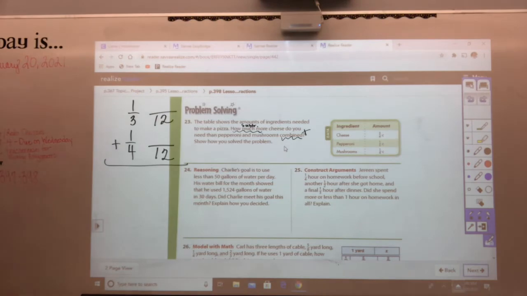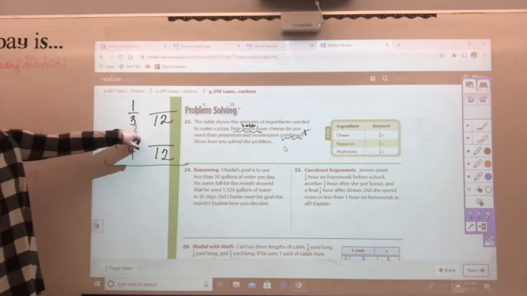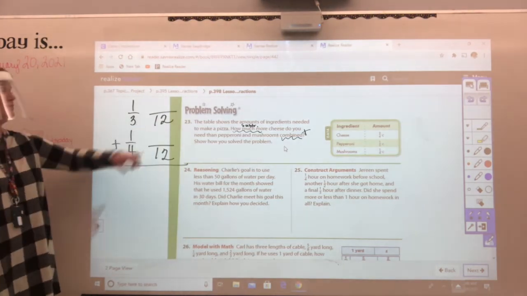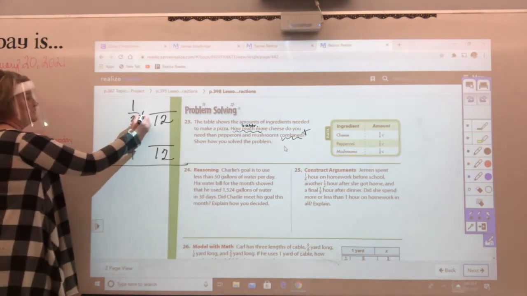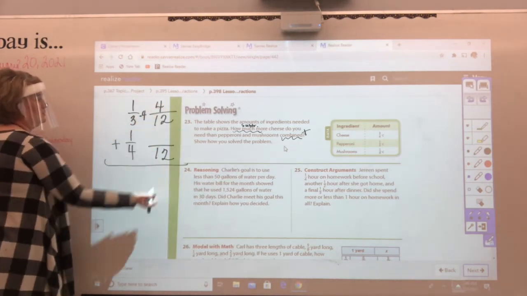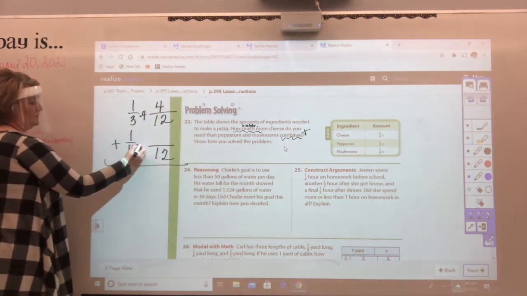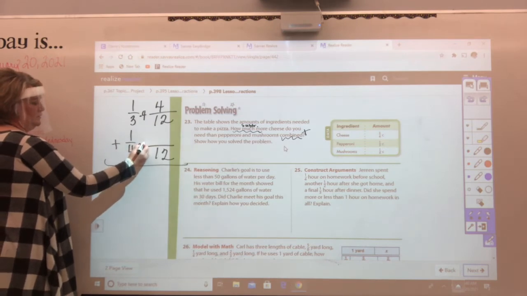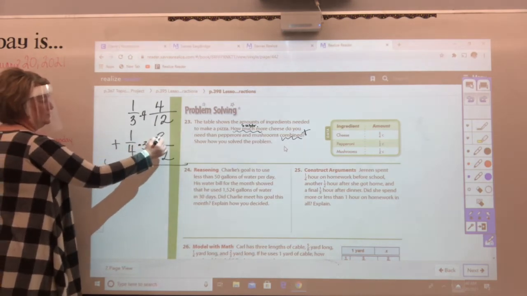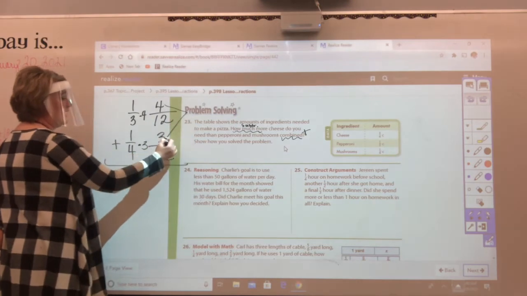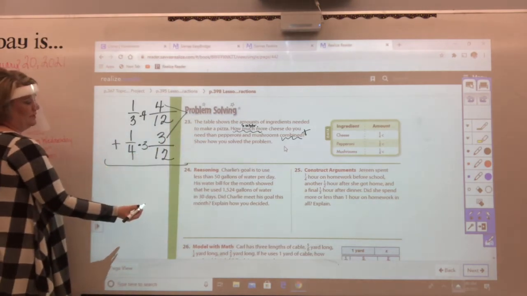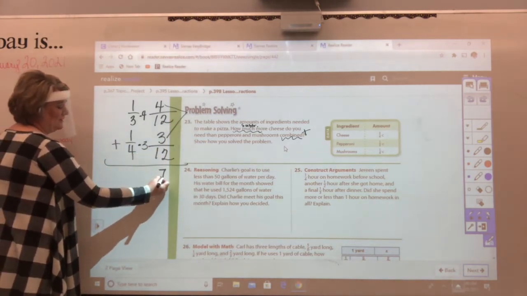And if you knew your multiplication facts, you would know. I'm getting super duper frustrated about this. Cooper, how do you go from 3 to 12? 4. So 1 times 4 gets you 4. Luke, how do you go from 4 to 12? 3. So 1 times 3 gets you 3. Now let's only add the tops. 4 twelfths and 3 twelfths gets you 7 twelfths.